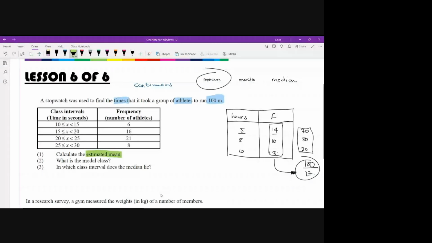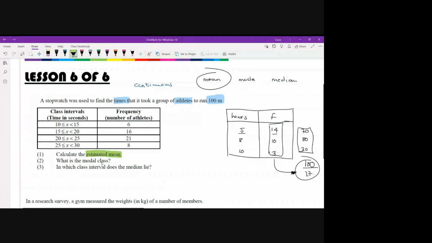Thumbs up. Is that making sense to you guys? Are we understanding why they don't just ask for the mean, they ask for the estimated mean? Good. Same with the mode. We're not going to know the exact value of the mode. So instead of saying the mode, what is the mode?